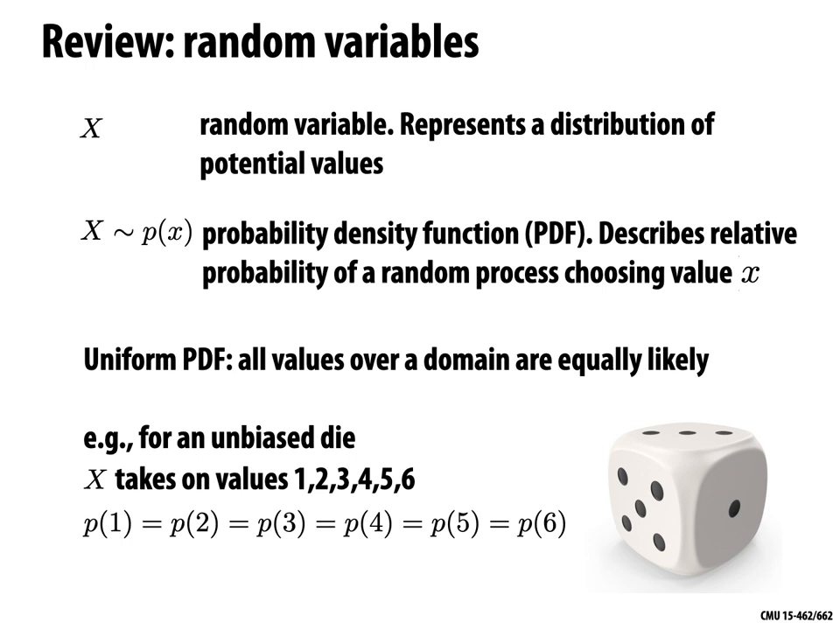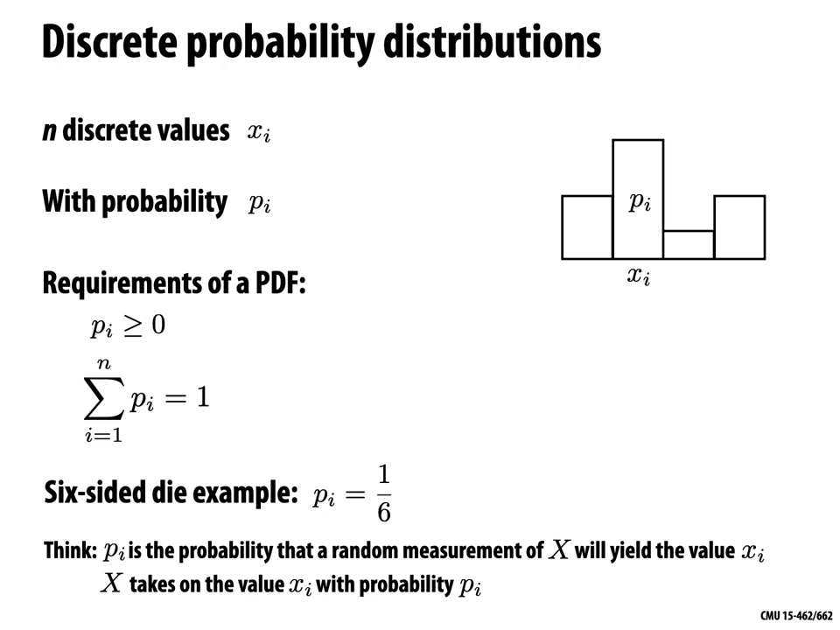A very simple example is I have a single unbiased die, right? So little cube with numbers 1 through 6 on it. There's no funny weighting, nothing tricky going on here. If I roll that die, then it's going to randomly take one of the 6 values, 1 through 6, all with equal probability. So that is all of the information that I need to describe how my random variable is going to behave. Just what is the probability that each value appears. Okay? So this is an example.